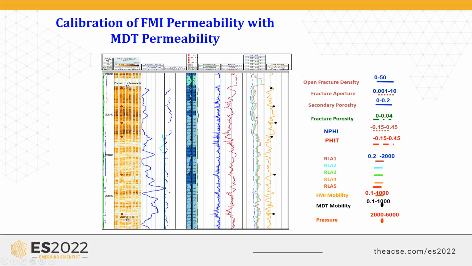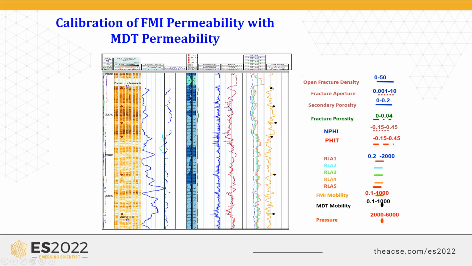Based on the index permeability we computed, we compare with the MDT mobility. You can see here zone 1. Here we can see the open fracture density, closed fracture density, aperture, and also lithology, which is dolomite, limestone, and some anhydrite. And here is fracture porosity and here is secondary porosity.